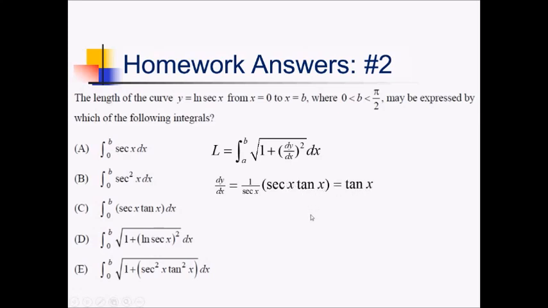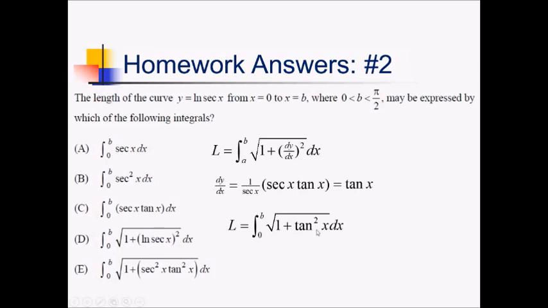All right, plugging things in. I have the integral now from 0 to b, right there. Square root of 1 plus, we see that this is going to be tan squared of x dx. And we don't actually have to evaluate this because we don't know what b is. However, we do need to match one of the integrals here, and I don't see this exact expression.